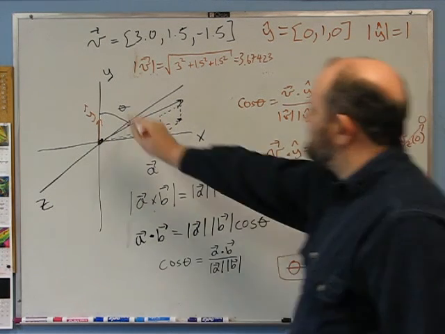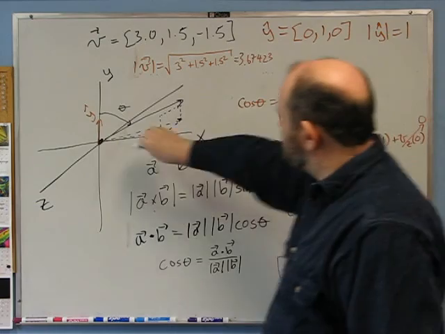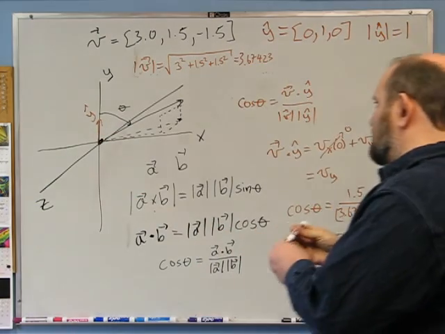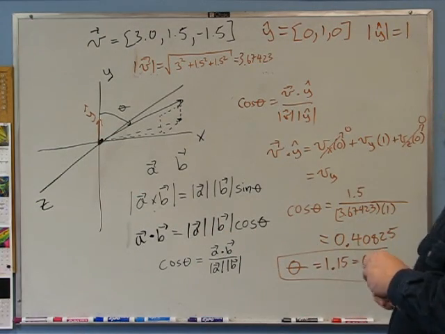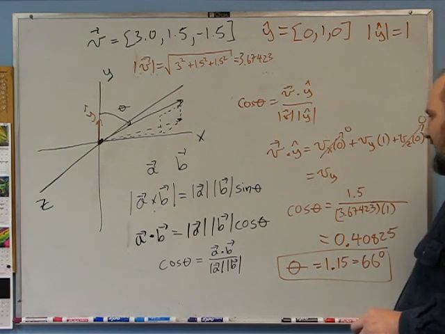Right? And just looking at my picture, that looks plausible. 66 degrees, we know it's less than 90. Probably has to be pretty big. So good. So that's how you can do this sort of thing, asking for an angle between.